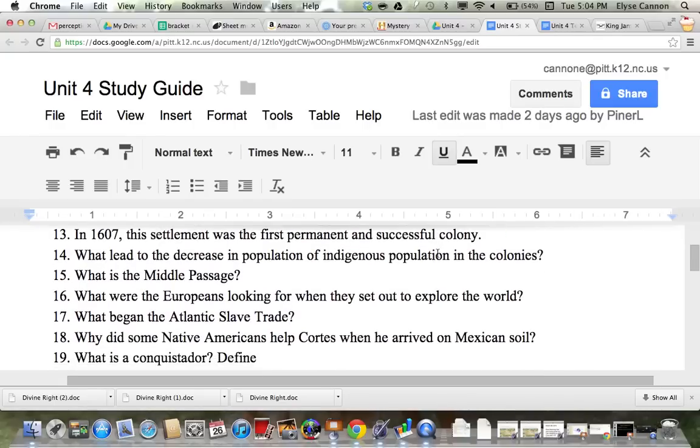Number 14, what led to the decrease in population of indigenous populations in the colonies? I said population twice, excuse me. Indigenous people is another word for the native people of the land or the colonies. So people are going to enslave the Native Americans, they're going to pass diseases, and all around the Native Americans are going to be abused. And you need to understand that they're going to be abused because they're going to be enslaved and work land that originally belonged to them. They're also going to die from various diseases and be mistreated.